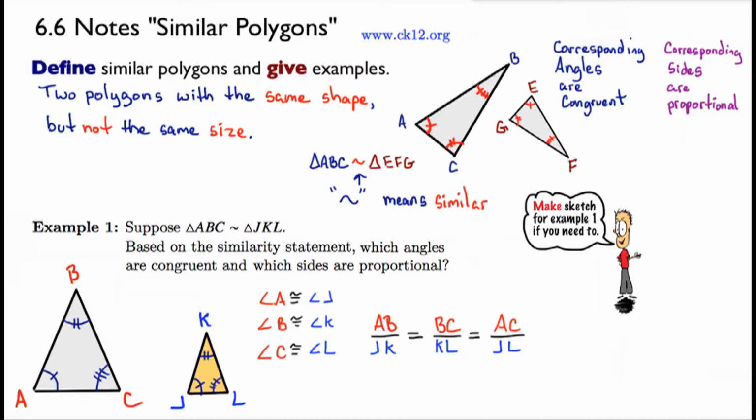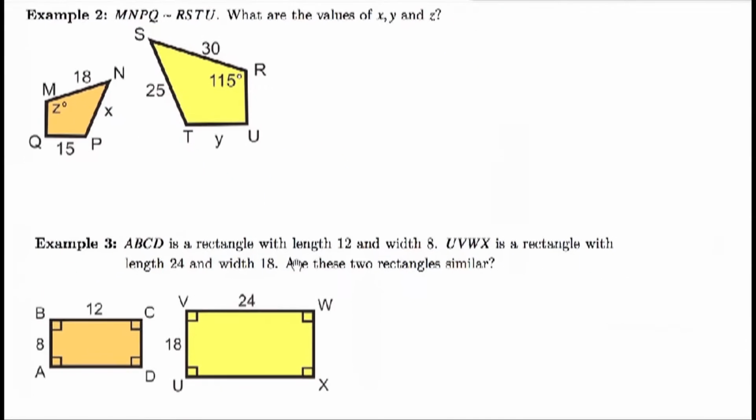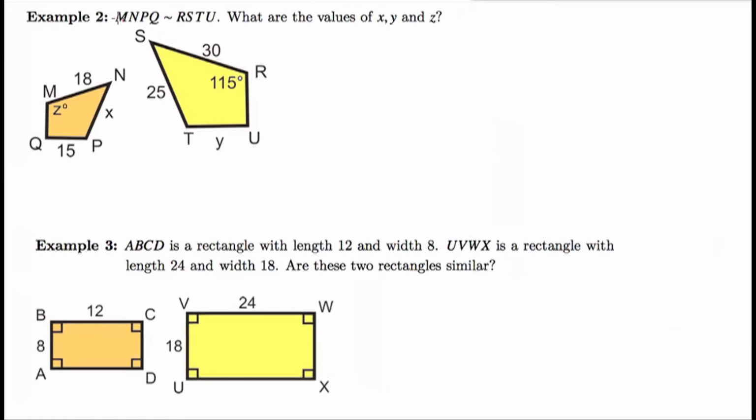Okay, so let's see how we apply this idea in example 2. We've got two quadrilaterals. MNPQ is similar to RSTU. So all the corresponding angles are congruent and all the sides are proportional. So we can see this in the way it's written, that M has to correspond with R. So angle M in the drawing has to be congruent to angle R, which is 115 degrees. Okay, so we can see that MN goes with RS here, MN over RS.